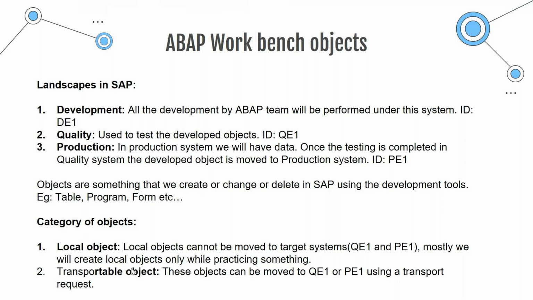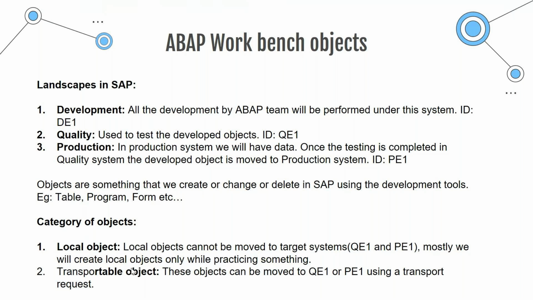Okay, either local or transportable. So local objects are only created for practicing. If you want to practice anything, in that scenario you will create a local object. These local objects cannot be moved to quality and production system. They can only be created in development system and cannot be transported to target systems. Target system means quality or production system.